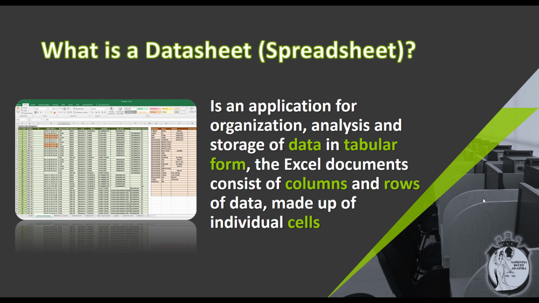that consists of columns and rows. The intersections of columns and rows are named cells.